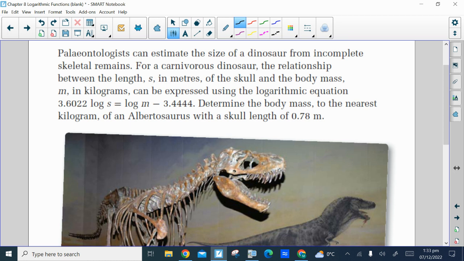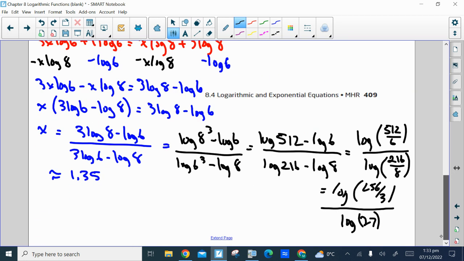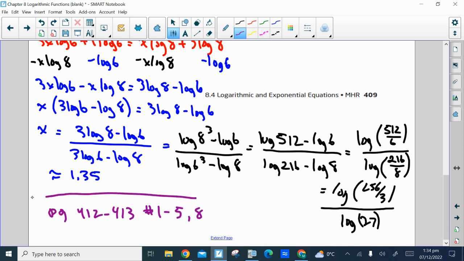So what you can be working on is page 412 to 413, questions 1 through 5, and 8. And I will put those solutions on Google Classroom so that you can check your answers. Okay?